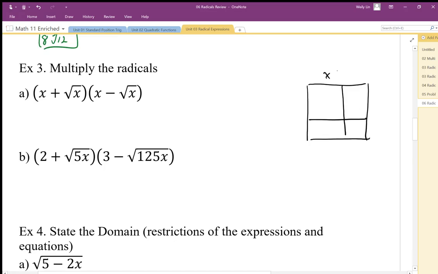So we have x plus root x, x minus root x. We're going to have x squared, x root x, negative x root x, and we're going to have root x, negative root x times positive root x is going to give us negative x. So when we have these, if you recognize that this is a conjugate, these terms always cancel out. So we're going to be left with x squared minus square root x squared, which is just x.